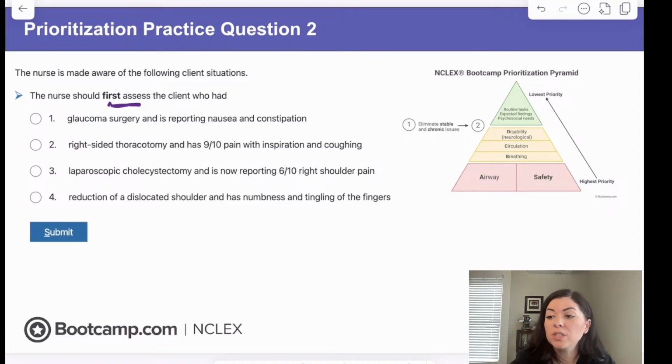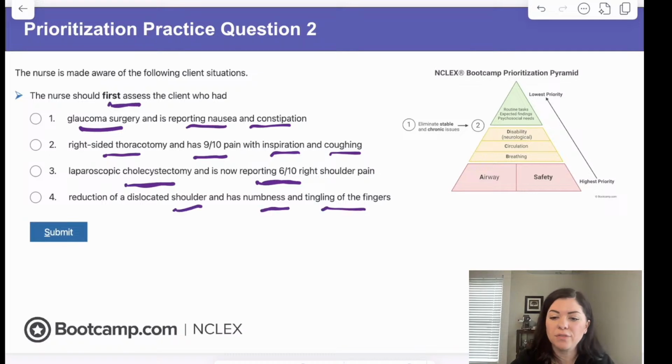We have glaucoma surgery, reporting nausea and constipation, a client with right-sided thoracotomy that has 9 out of 10 pain with inspiration and coughing, laparoscopic cholecystectomy or gallbladder removal that's reporting 6 out of 10 right shoulder pain, and a client that had a reduction of a dislocated shoulder and has numbness and tingling of the fingers. So what do you guys think? See, y'all are already putting in some guesses. So let's see if y'all are correct.